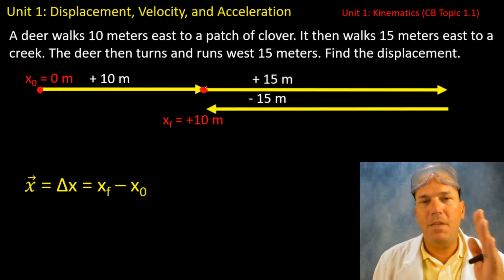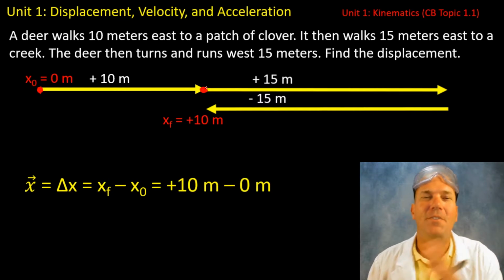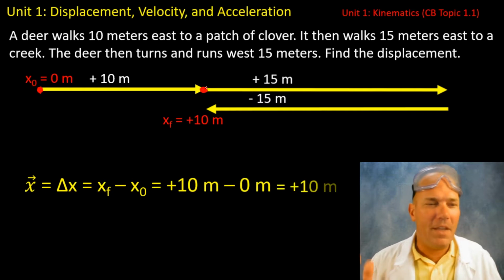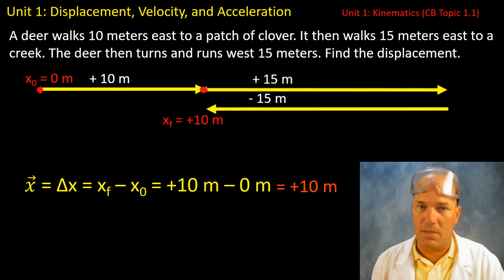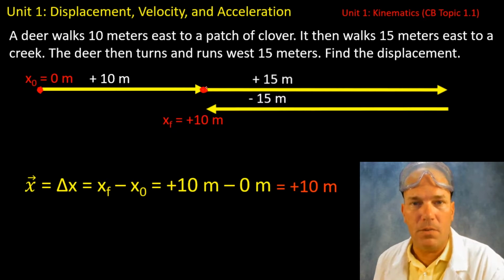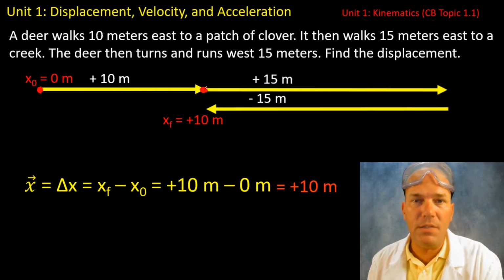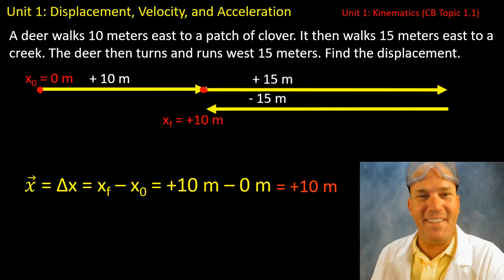Now let's use our equation to calculate its change in position or displacement. So again, we're going to take our final value of positive 10, subtract our initial value of 0, and we find that the displacement or change in position is equal to positive 10 meters, or 10 meters east, but you would not say positive 10 meters east.